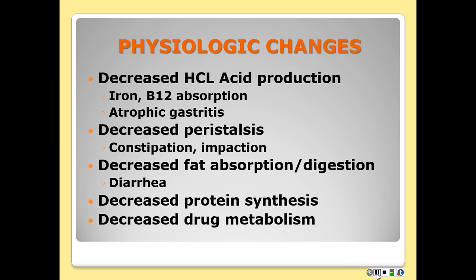They also have problems with gastritis, which we'll talk about, which is just an inflammation and irritation in the stomach. Their peristalsis slows down. That's why older people become more constipated as they get older. They get into trouble with impaction. Decreased fat absorption and digestion of fats, so they're losing fat in the stool and can have diarrhea.